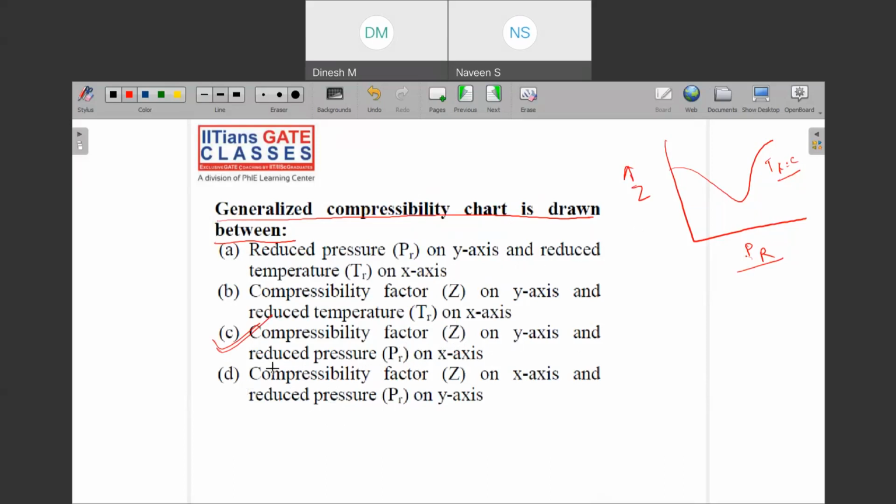See, they have played with the options on the axes also. These two options are the same, but they have changed it so that compressibility factor is on the x-axis. Can you see? So this option is wrong. And then they have said TR on the x-axis. Then we remember that the TR equal to constant curves were drawn, so this was definitely between Z and PR.